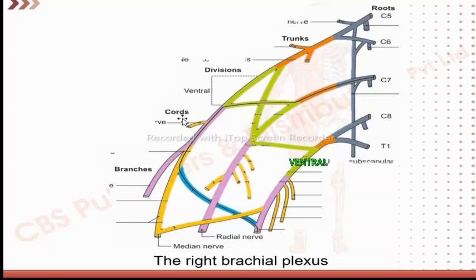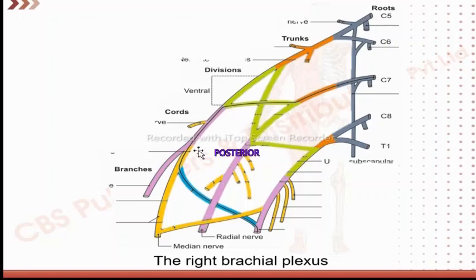The cords are the medial cord, lateral cord and posterior cord. The posterior cord is formed by all the posterior divisions. All the posterior divisions unite and form the posterior cord. So each trunk is divided into a ventral division and a dorsal division, and all the dorsal divisions unite and form the posterior cord.